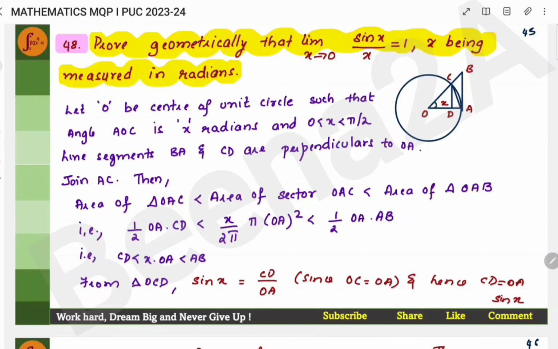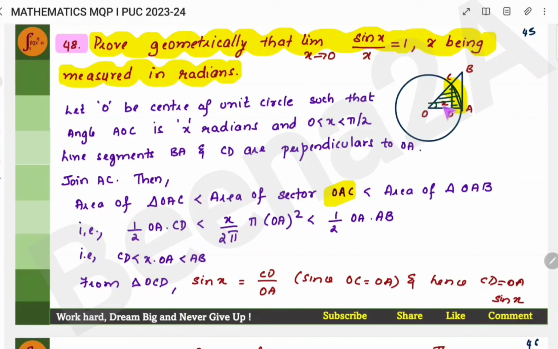Join this AC. Now we will write this particular statement: area of triangle OAC, this triangle OAC, where you have joined A and C. So if you look at this triangle AOC, it will be smaller than the sector AOC. Sector means it is having this particular curve, right? Now if you include the curve also, there is some area from this particular AC line and the curve. So that area of sector OAC.